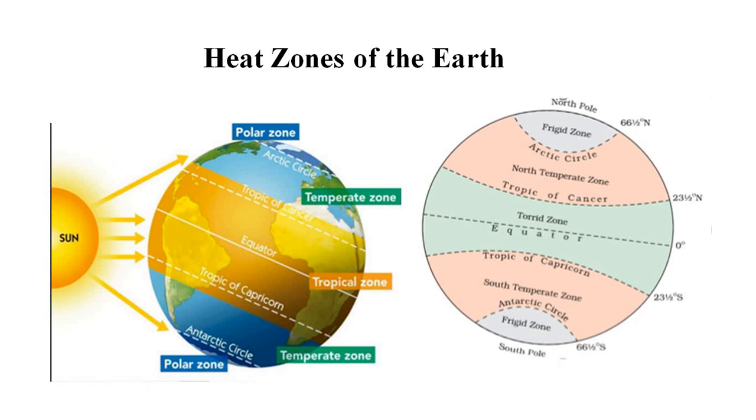North frigid zone lies between the North Pole and the Arctic Circle, and the South frigid zone lies between the South Pole and the Antarctic Circle. This zone receives very slanting rays of the sun. That is why it is always in freezing condition.